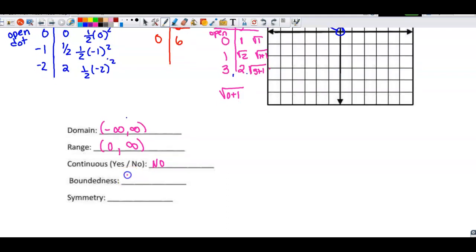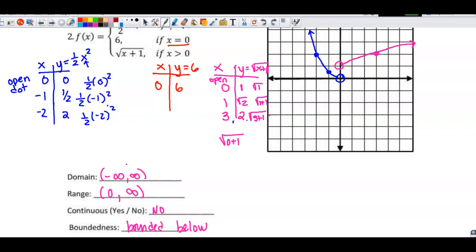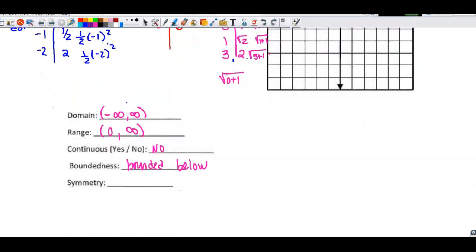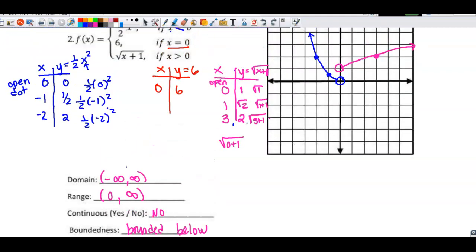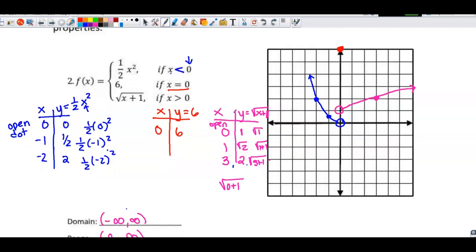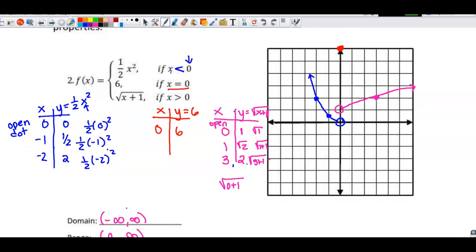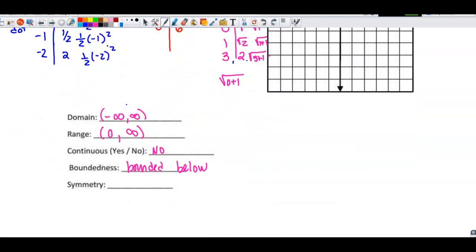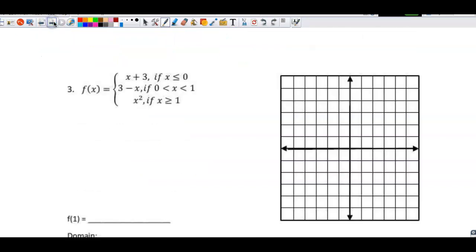This is bounded below because the range is limited after 0. There are no range values below 0. And there is no symmetry. If we could have folded this at the y-axis and it matched, it would be even symmetry, but that's not the case here. So there's no symmetry. All right, let's go to the next page.